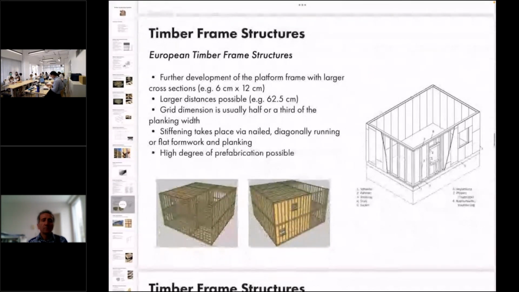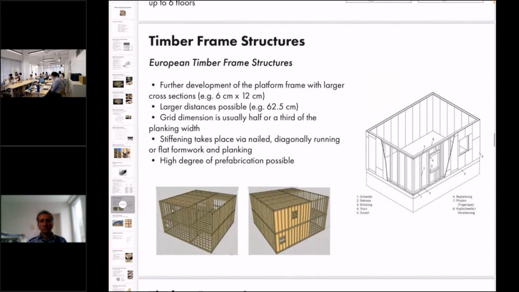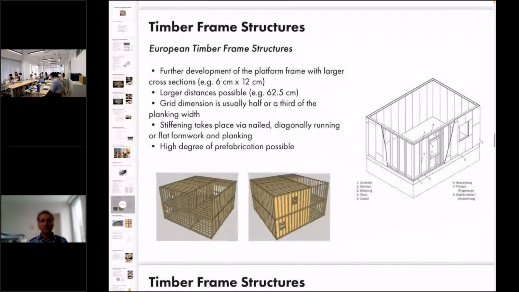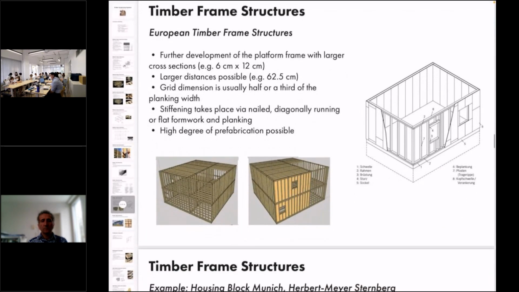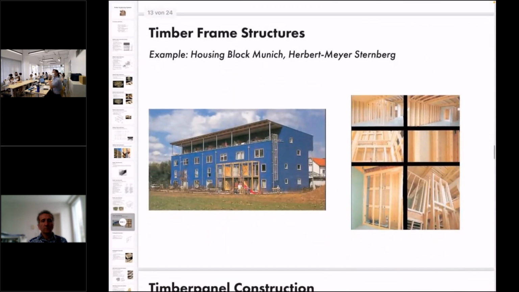And the European timber frame structures are basically the same, but the dimensions of the pieces are a little bit bigger, and so the distances between those pieces can be a little bit wider. So but it's basically the same thing. Here is an example in Munich where you can see pretty good how those frames are built.